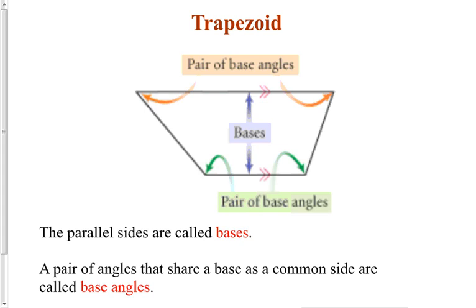So first we're going to talk about the bases. The bases of the trapezoid are the parallel sides, and you can see it being indicated in the diagram. So this is one base and this is the other base. And we have two pairs of base angles. So they're indicated in the diagram as well. So here's one pair of base angles. And then we have the second pair of base angles here and here. And again, I encourage you to draw and label your own diagram in your notebook.